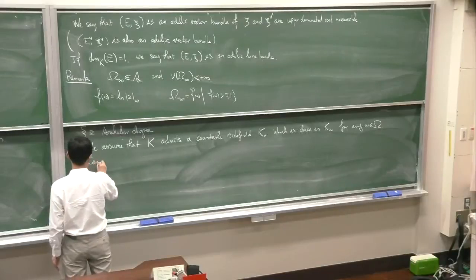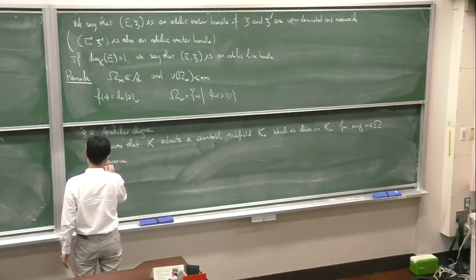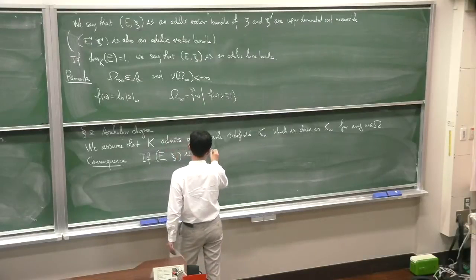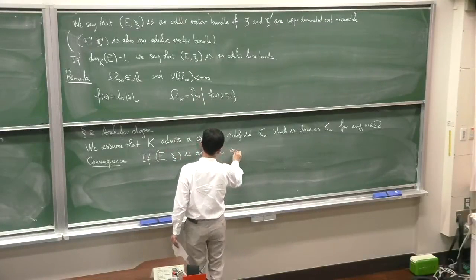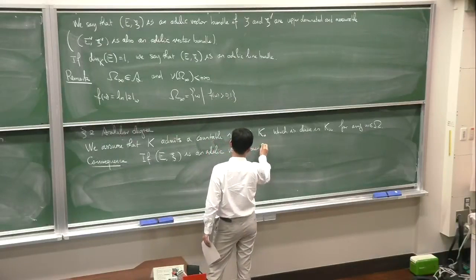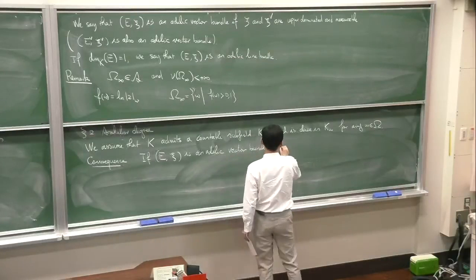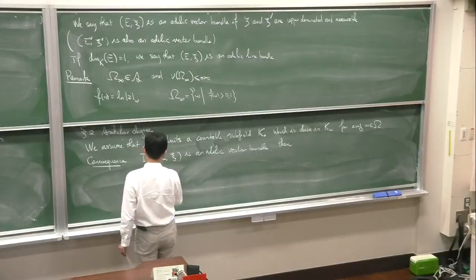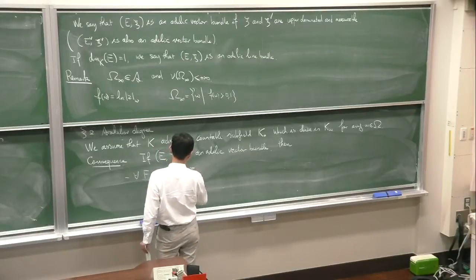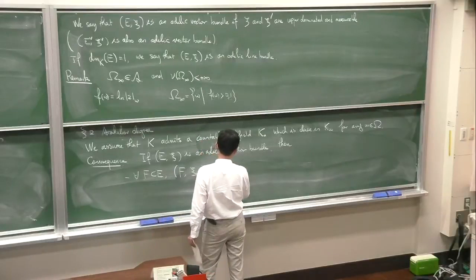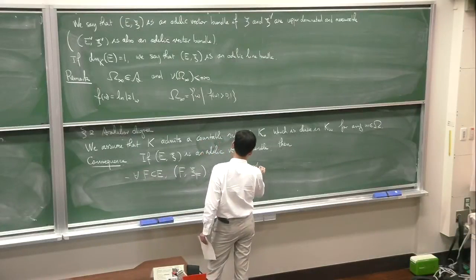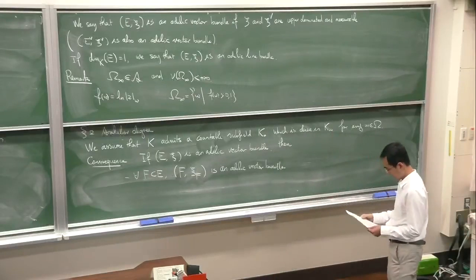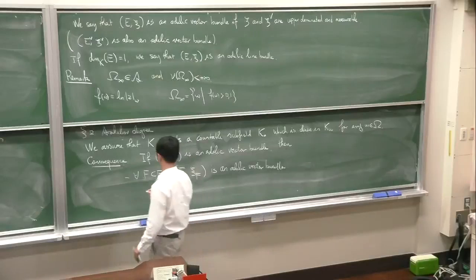So for example, a consequence is that if xi is an adelic vector bundle, then the following are all adelic vector bundles. For any vector subspace F in E, if you consider F and the restriction of psi on F, this is an adelic vector bundle. For the dominancy, there is no problem even without this condition. But for measurability, you will have some difficulties.